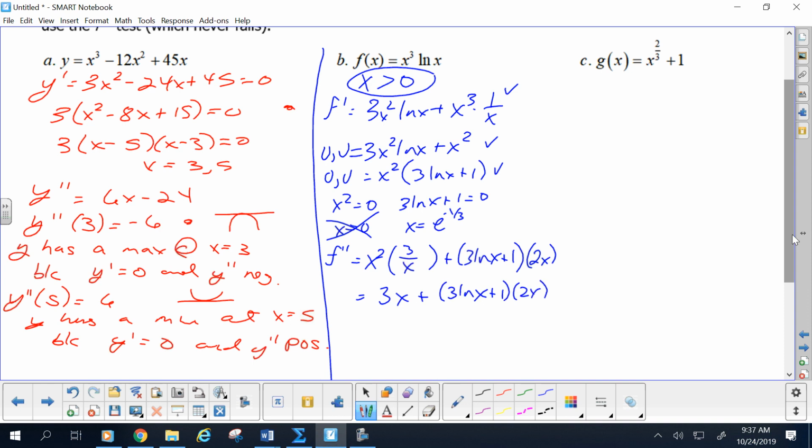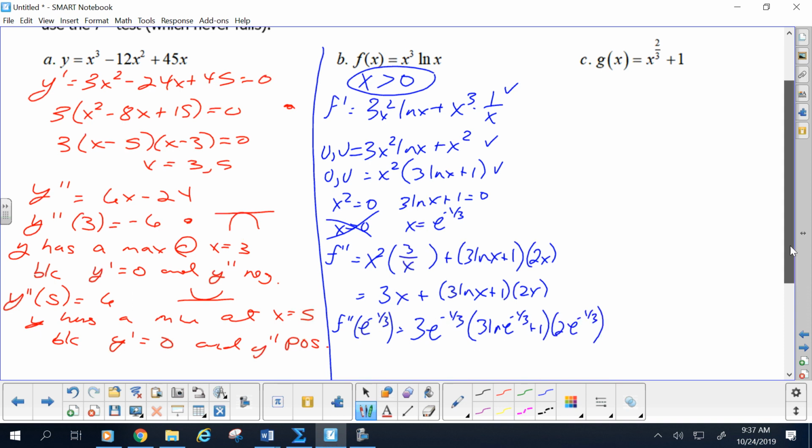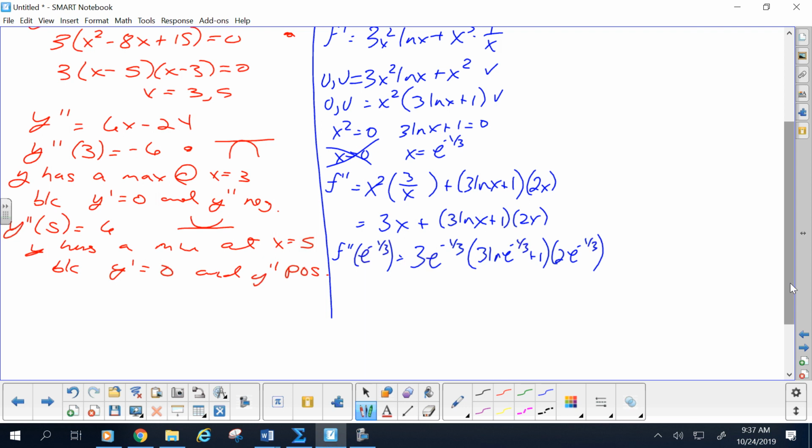Now what do we do? Are you with me? Sorry, am I going too fast for Nicole? Evaluate. Nicole? e to the negative 1/3. That's 3 e to the negative 1/3 times 3 log of e to the negative 1/3 plus 1 times 2 e to the negative 1/3. What a mess. We're almost there. I guess I'll just leave it.